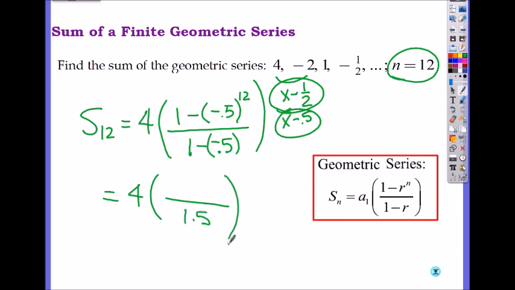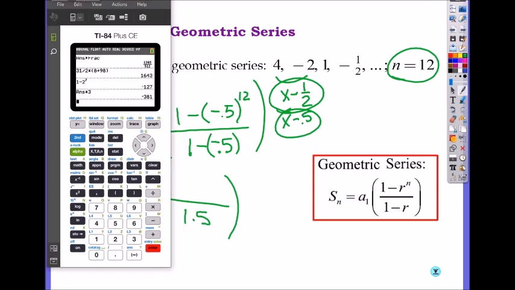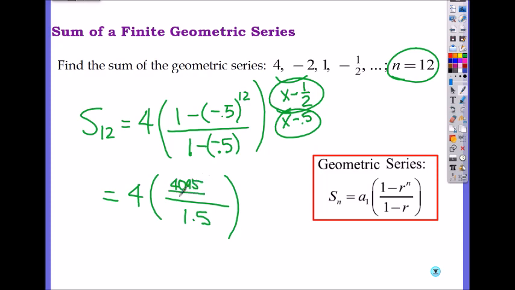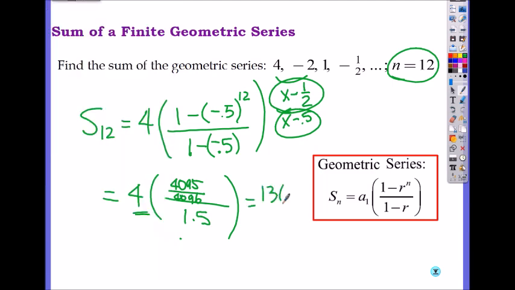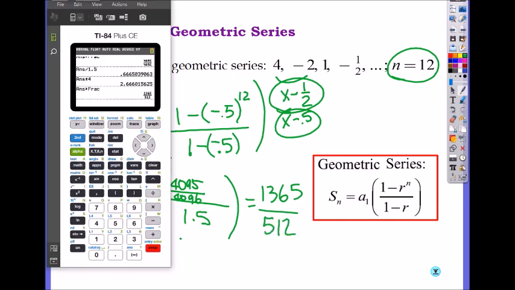That was easy. What about this one on top? I think I'm going to just plug into the calculator. So it is 1 minus parentheses negative 0.5 raised to the 12th power. Math, enter, enter. I get, no, that's not right. Oh, maybe it is right. 4095 divided by 4096, right? Then you divide it by 1.5, and then you multiply by 4, and you hit math, enter, enter. I get 1365 divided by 512, which is about 2.666.